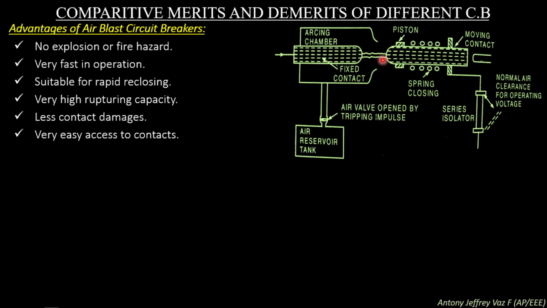Very easy access to contacts. This type of air blast circuit breaker allows the contacts to be accessed very easily, because everything, that is the circuit breaker, is completely present in air. The contacts are also present in air, so access to the contacts by humans is also an easy process.